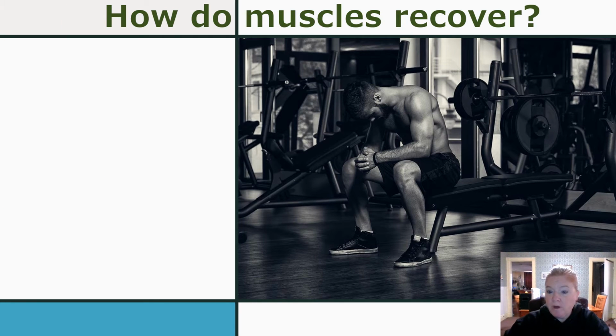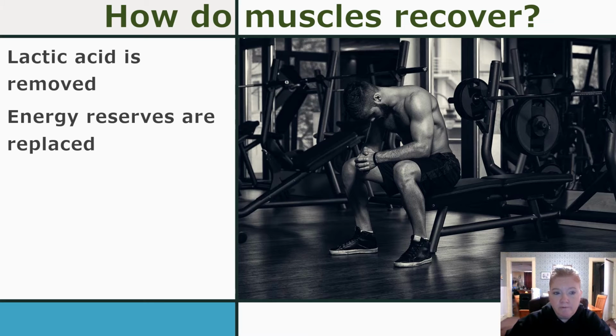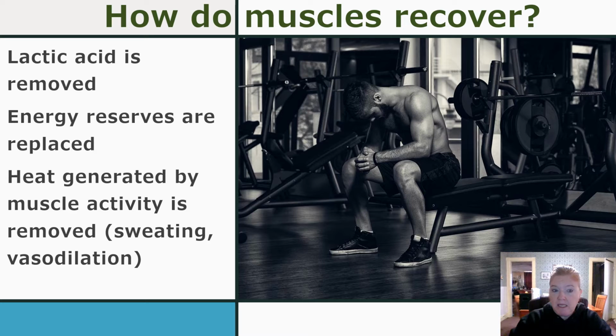How do muscles recover then? Well, we remove the lactic acid, our energy reserves are replaced, and the heat that's generated by muscle activity is removed. So we sweat, our blood vessels dilate, that's vasodilation, to get rid of the excess heat.